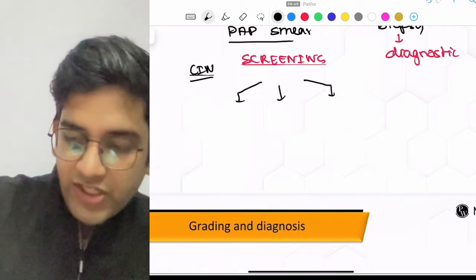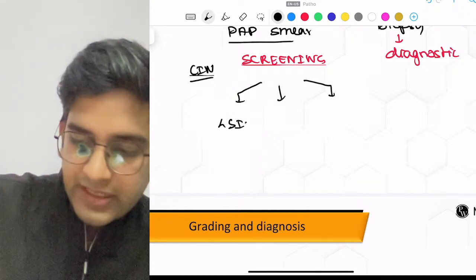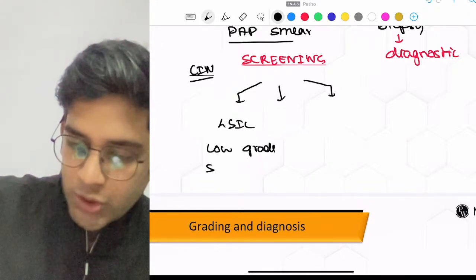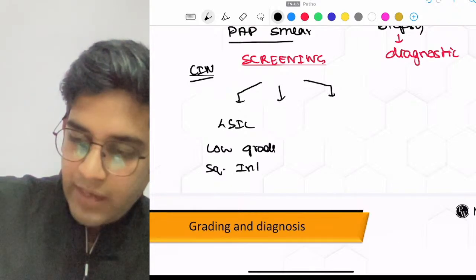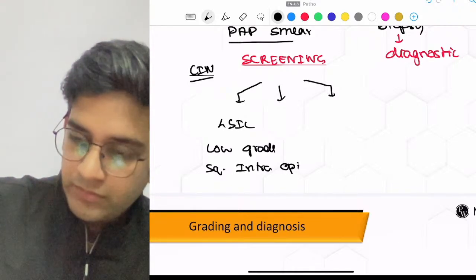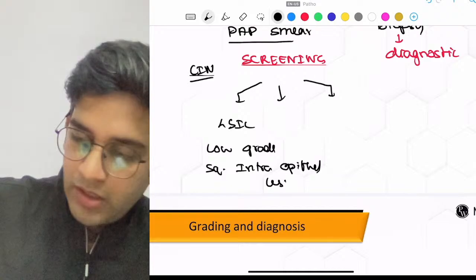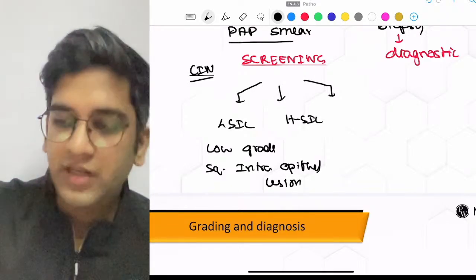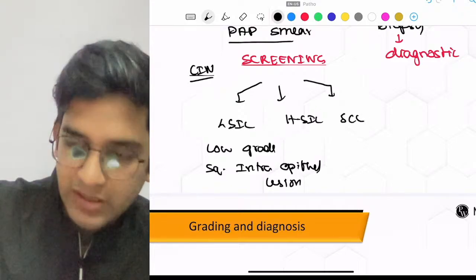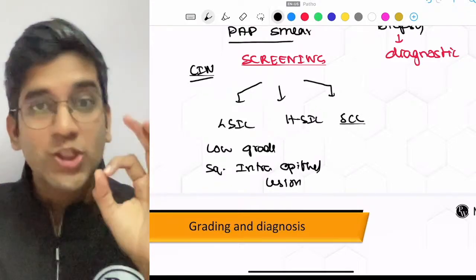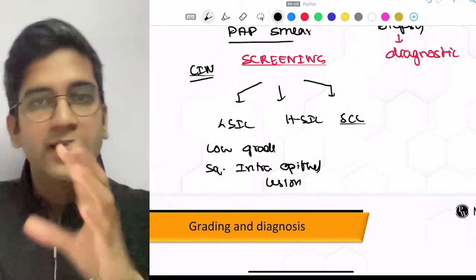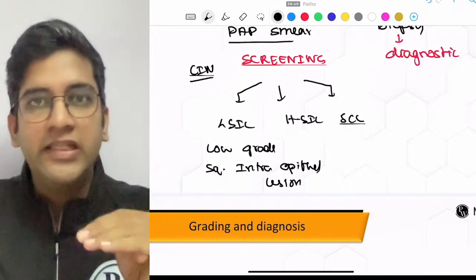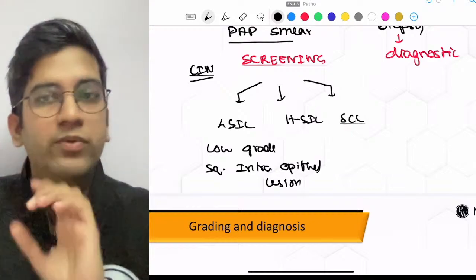We have automatically changed into a two-tier grading system. LSIL, which is low grade squamous intraepithelial lesion, and I have something called HSIL. HSIL obviously stands for high grade squamous intraepithelial lesion, and obviously I can say squamous cell carcinoma. Again, it's a screening test, not a diagnostic test, but there are pointers for me to say it is squamous cell carcinoma. Biopsy is any day diagnostic. I'll tell you what LSIL means, HSIL means, and how I correlate with CIN. Fine.